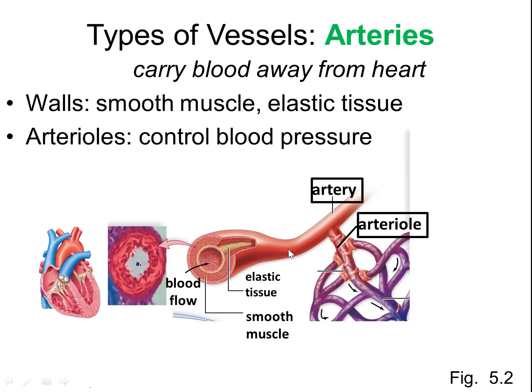After the arteries, you'll see it branch into smaller vessels, what we call arterioles. So the artery is a large vessel, and then the arterioles get smaller, still pumping blood away from the heart. The arterioles' job is to control blood pressure. So the arterioles can contract and expand to adjust the blood pressure.